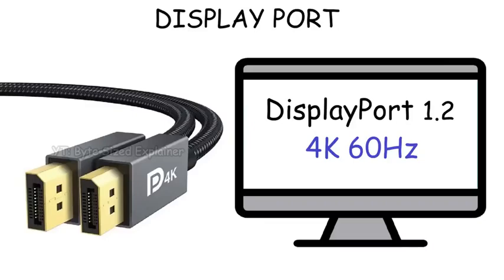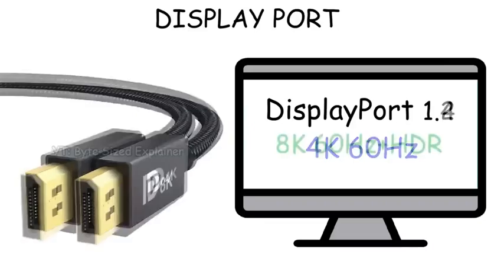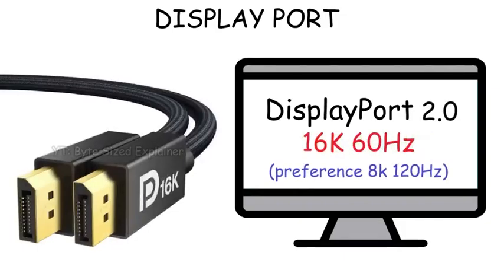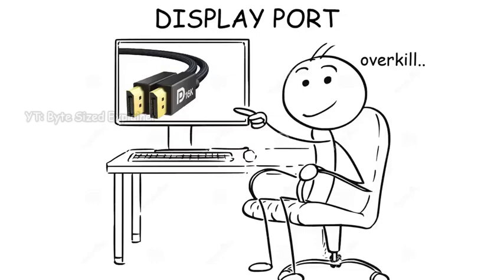DisplayPort 1.2 could handle 4K at 60 Hz. Then DisplayPort 1.4 pushed that to 8K at 60 Hz with HDR or 4K at 120 Hz. And the higher DisplayPort 2.0 even supports resolutions up to 16K, though in practice it's mainly used for 8K 120 Hz. But the thing is, this is a bit of an overkill for most people.